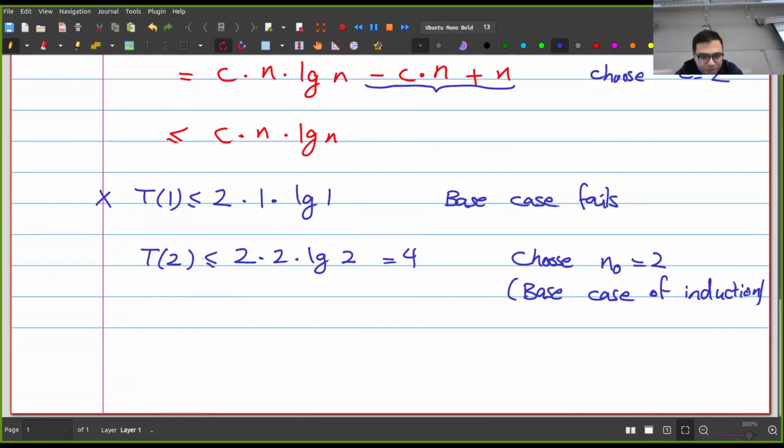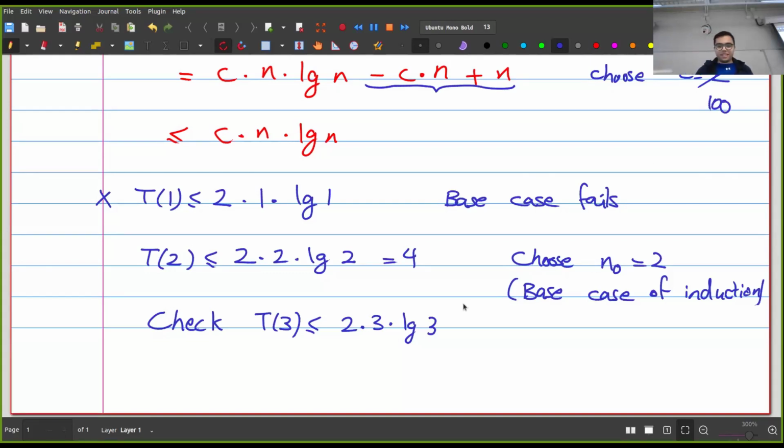So just do that. I'm too lazy to do the calculations, but check that T of 3 is less than or equal to 2 times 3 times log of 3. And if it's not, what should we do? We should just increase our c, right? So I don't know if this is true or not, but I'm pretty sure that if instead of 2, I chose c to be 10 or 100, then it would work, right? Because then here I just need to show that T of 3 is less than 100 times 3 times log of 3, and I'm pretty sure that's true.